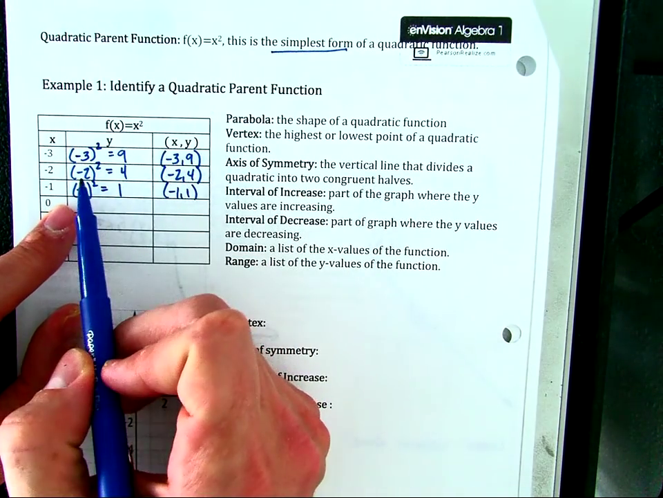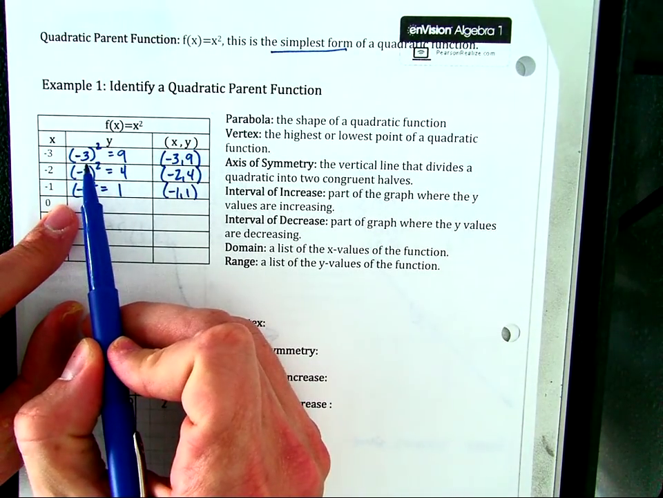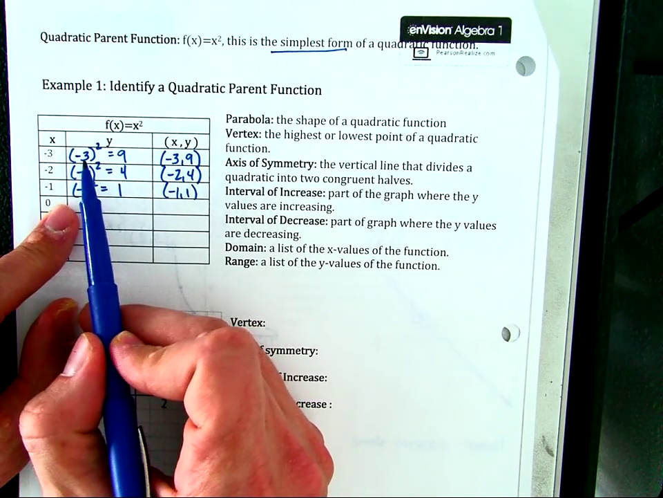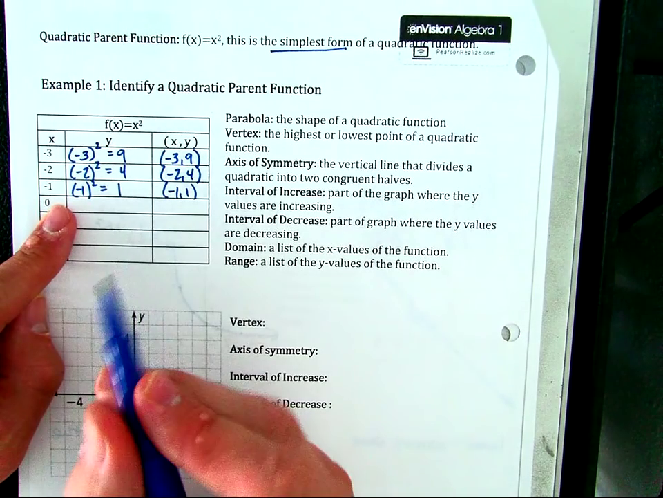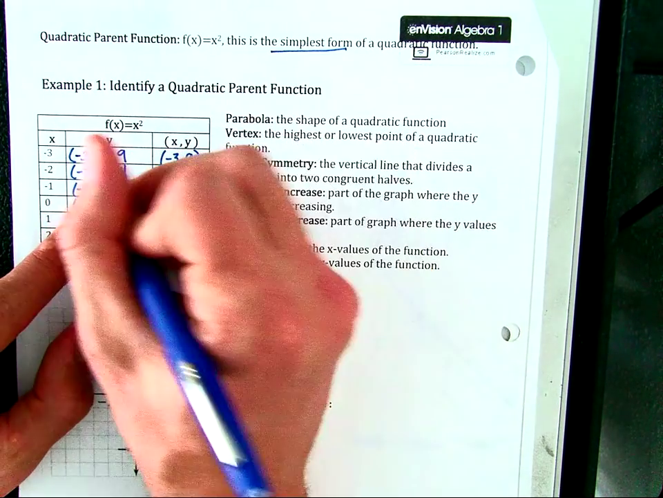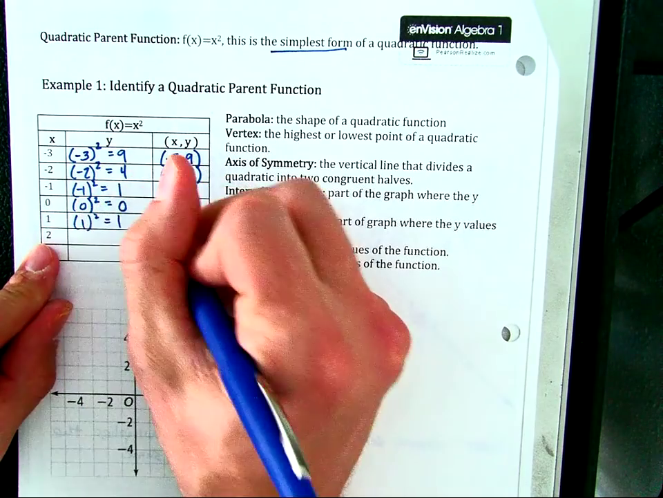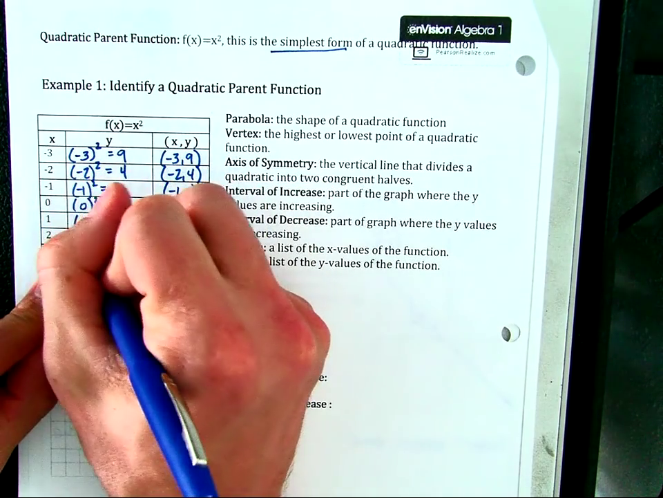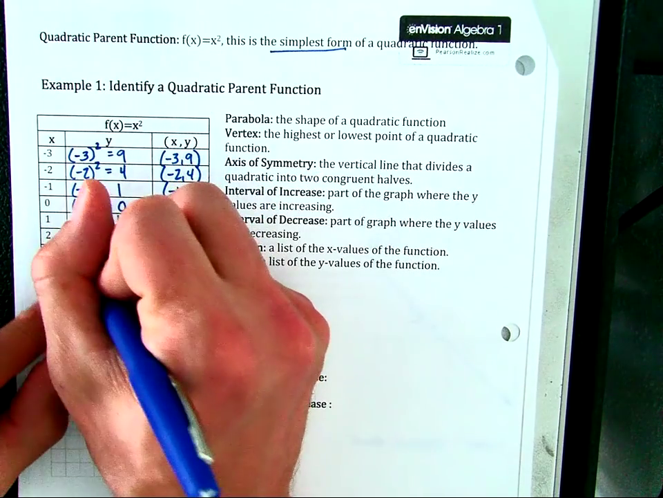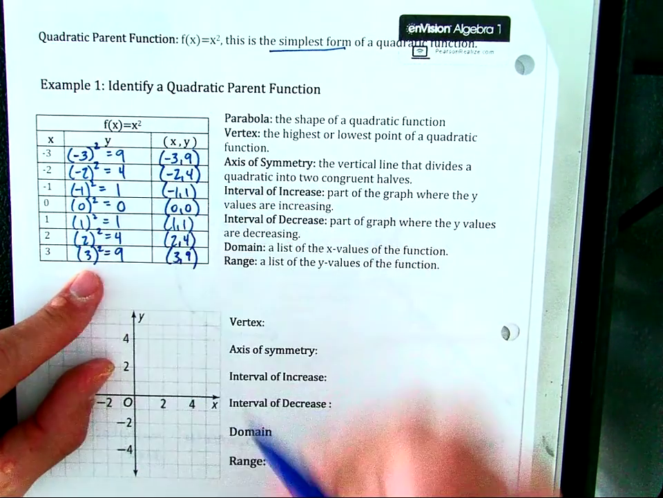If you're putting these in your calculator, or when you do this later on, always make sure that you put a negative in parentheses, because if you don't, it'll tell you that this is a negative 9. But we know that whenever you multiply two negatives, it gives you a positive. So just make sure that if you put that into the calculator, you use parentheses. 0 squared is 0, the ordered pair is 0, 0. 1 squared is 1, ordered pair 1, 1. 2 squared is 4, giving the ordered pair 2, 4. And 3 squared is 9, ordered pair 3, 9.